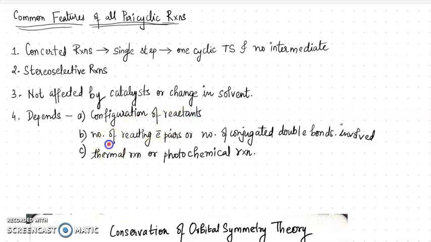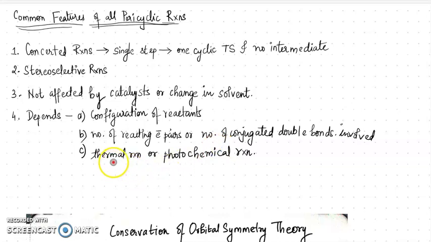Another important thing is the number of reacting electron pairs, or the number of conjugated double bonds involved, also affects these reactions. So the product description that you find with two conjugated double bonds won't be the case with three conjugated double bonds. So it depends upon the number of reacting electron pairs or the number of double bonds that are there in the reactants.